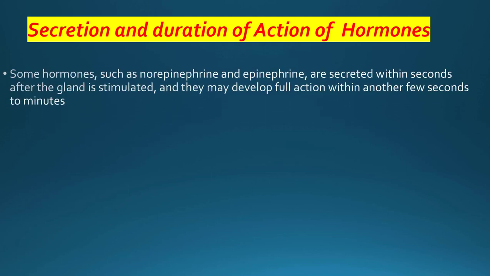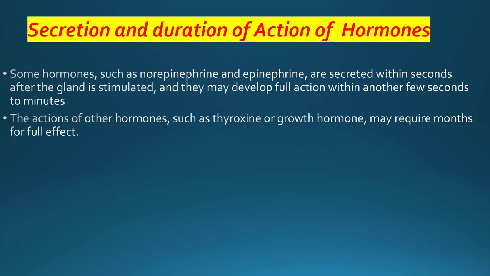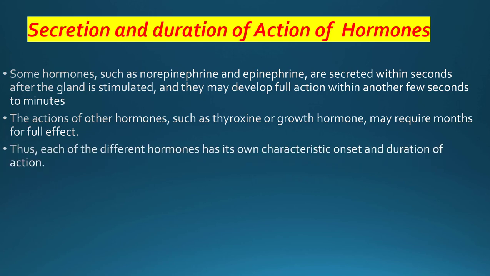Secretion and duration of action of hormones. Some hormones such as norepinephrine and epinephrine are secreted within seconds after the gland is stimulated, and they may develop full action within another few seconds to minutes. The action of other hormones such as thyroxine or growth hormone may require months for full effects. So some hormones act quickly and some take days to months to develop their action. Thus, each of the different hormones has its own characteristic onset and duration of action.